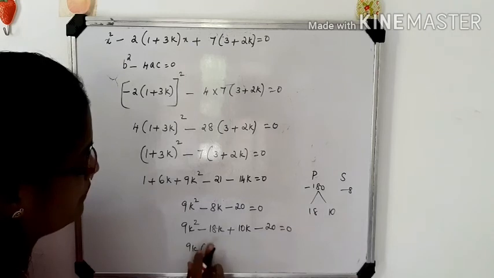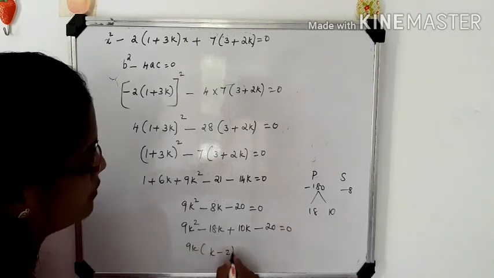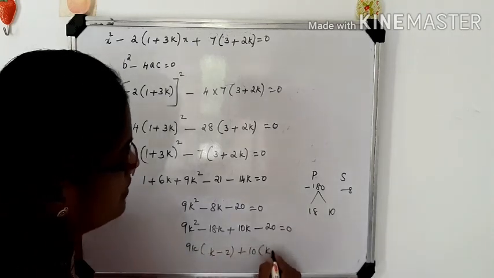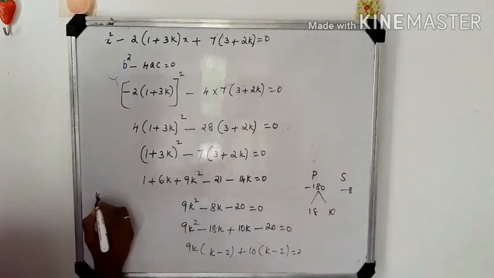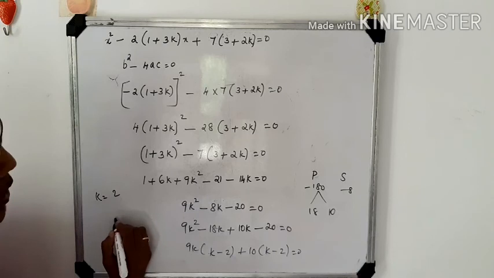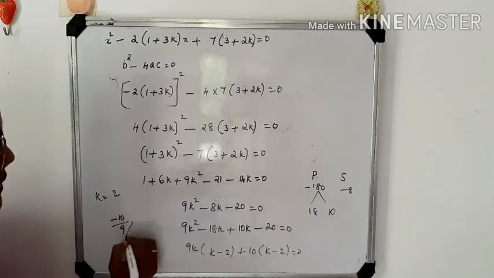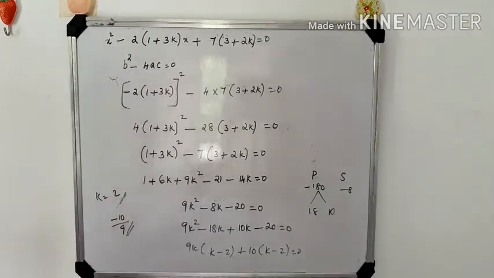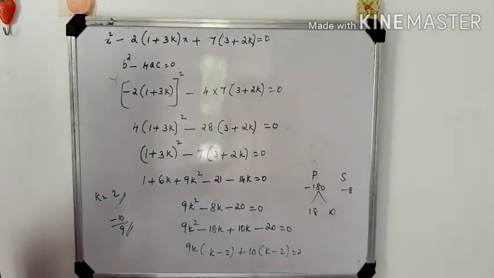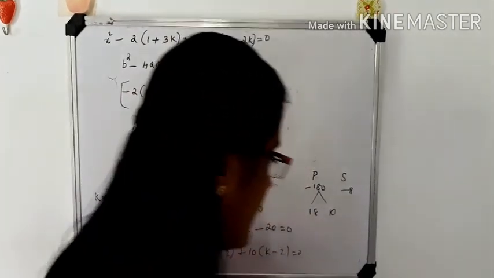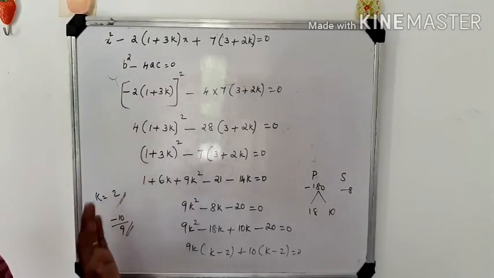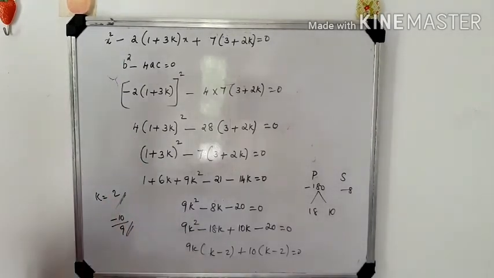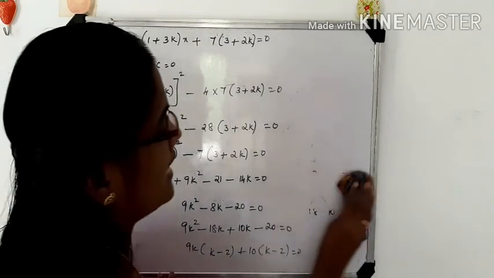9k into k minus 2 plus 10 into k minus 2 equals 0. So k will be either 2 or minus 10 by 9. 2 or minus 10 by 9, those are the values of k. So these are the answers, and those who made mistakes, check with your paper. This is the only way you can study. So find your mistake and correct it.